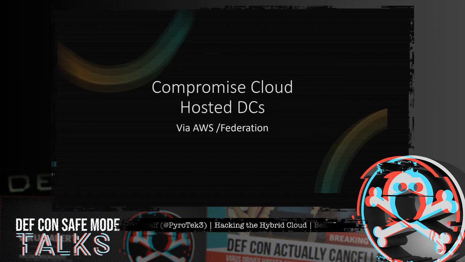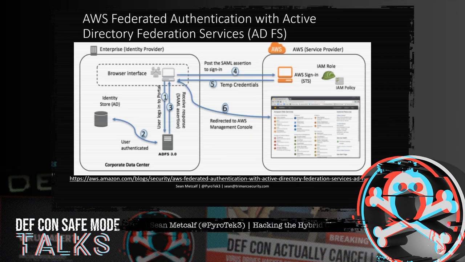Well, I've covered a number of scenarios on how to attack on-prem and hybrid cloud components. Let's focus on on-prem Active Directory domain controllers hosted in cloud infrastructure as a service. So first up is Amazon AWS EC2. Many organizations leverage Amazon AWS EC2 or IaaS as a cloud data center. Some of these host on-prem AD domain controllers in AWS.